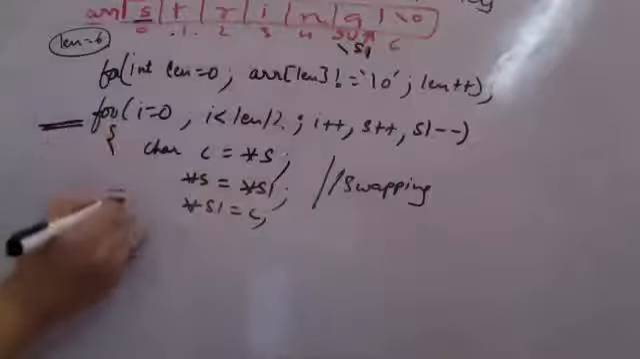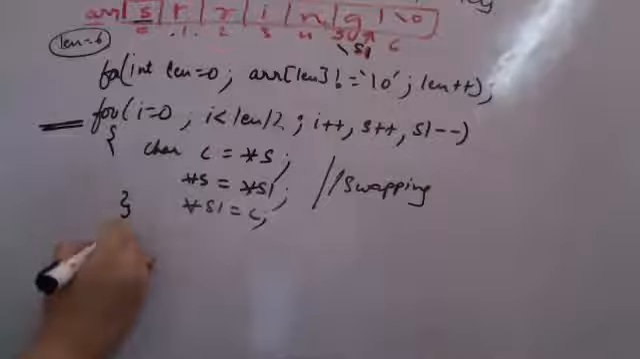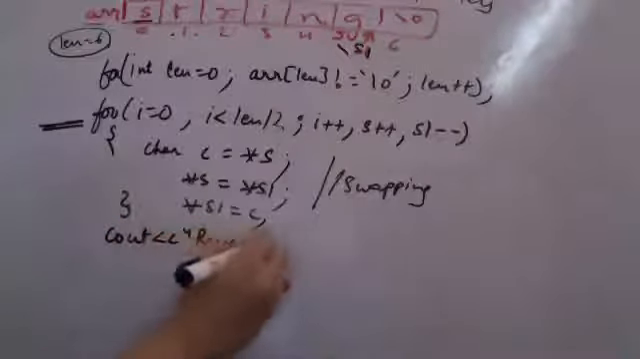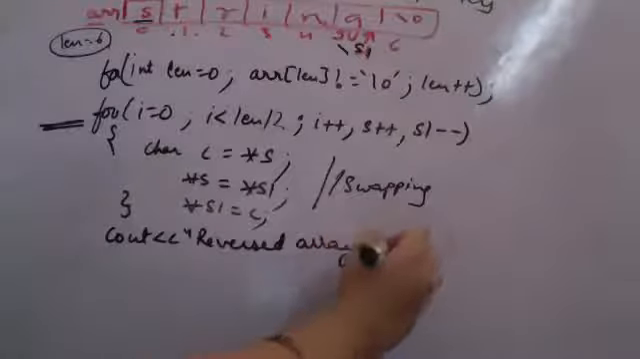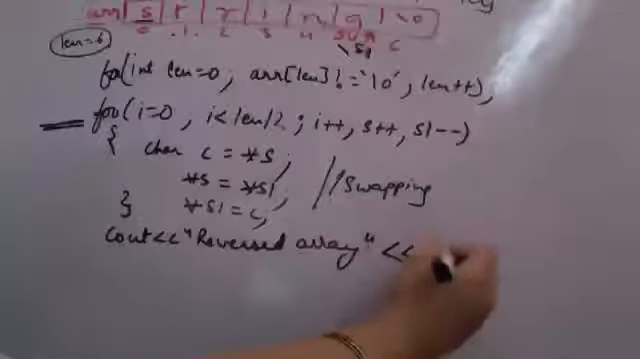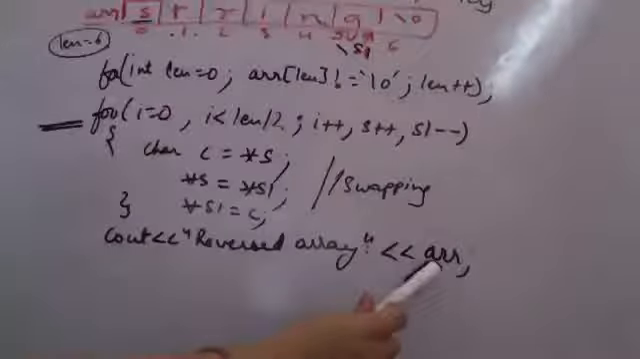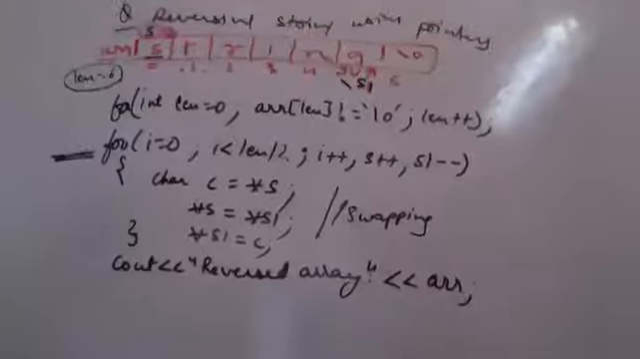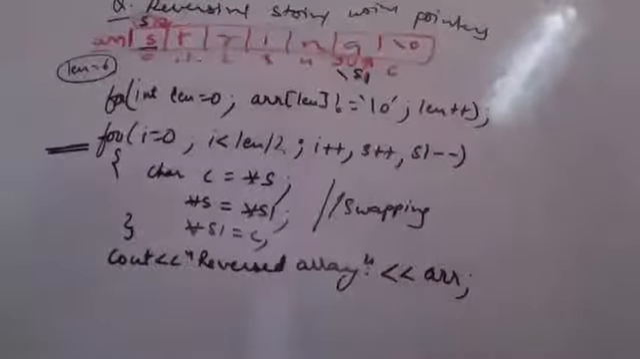After I am done with this loop, I have the reversed array. Now when I am going to print the reversed array, I can directly print my array. So when I am printing this array now, I will be getting the reversed. Let's see how this is going to work. Let us try to understand the functioning of this.